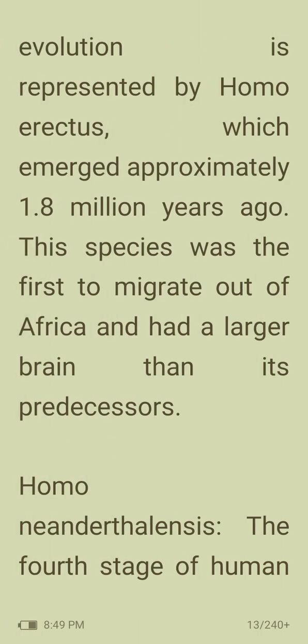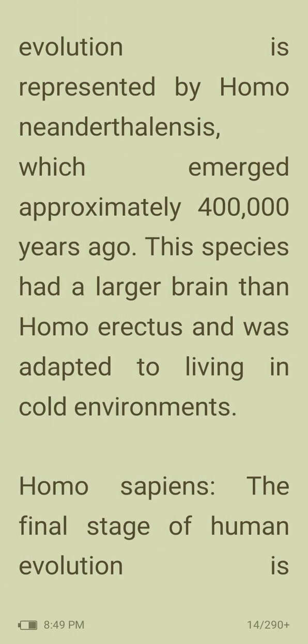The third stage of human evolution is represented by Homo erectus, which emerged approximately 1.8 million years ago. This species was the first to migrate out of Africa and had a larger brain than its predecessors. The fourth stage of human evolution is represented by Homo neanderthalensis, which emerged approximately 400,000 years ago. The species had a larger brain than Homo erectus and was adapted to living in cold environments.